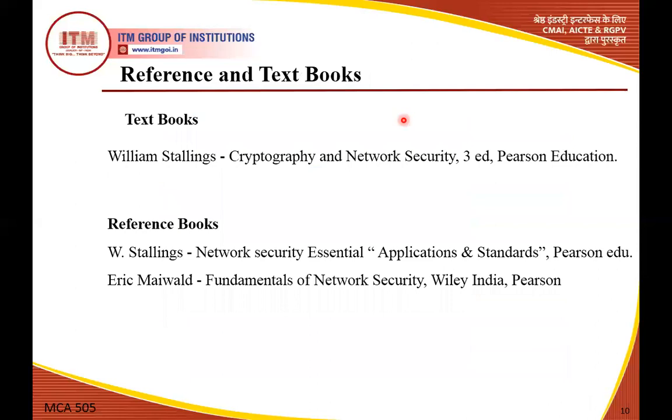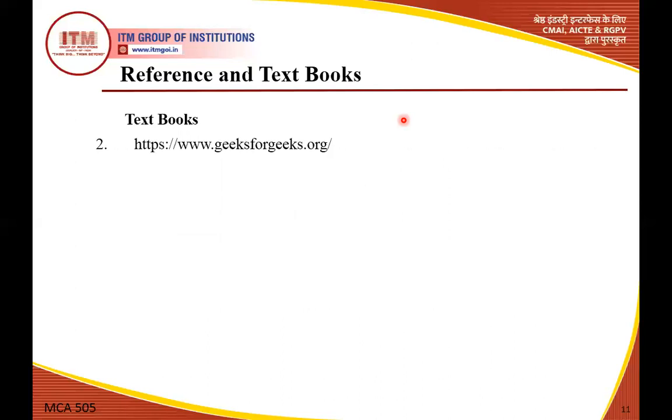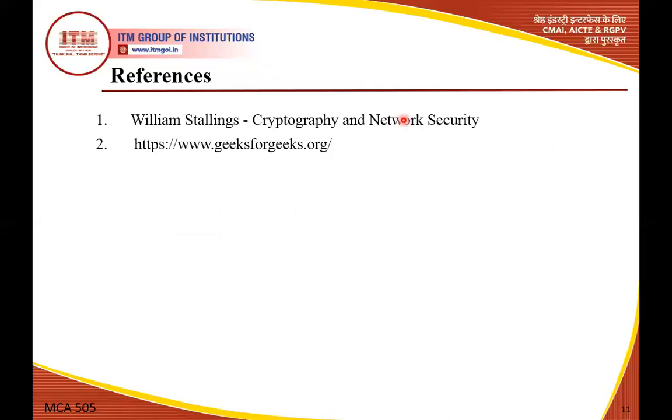Now come to the reference and textbook. These are basically a single reference book I defined here: William Stallings, Cryptography and Network Security, in which you will get all the things of your syllabus in this single book. And also one more, that is Eric Maiwald. So these are the references for this slide also.